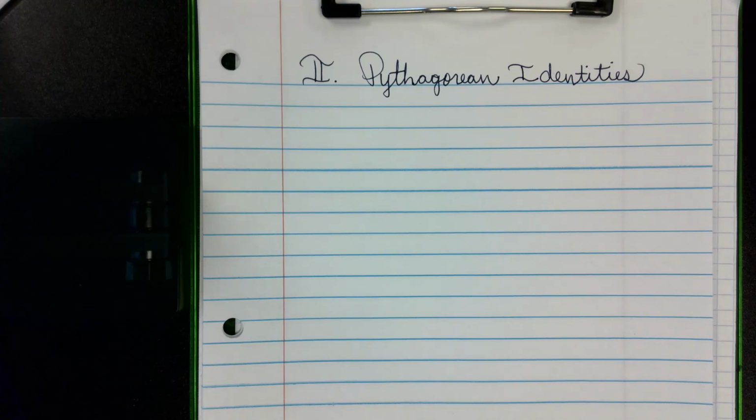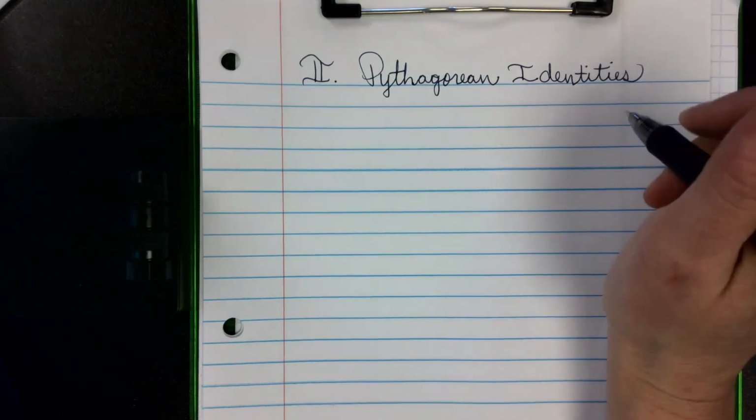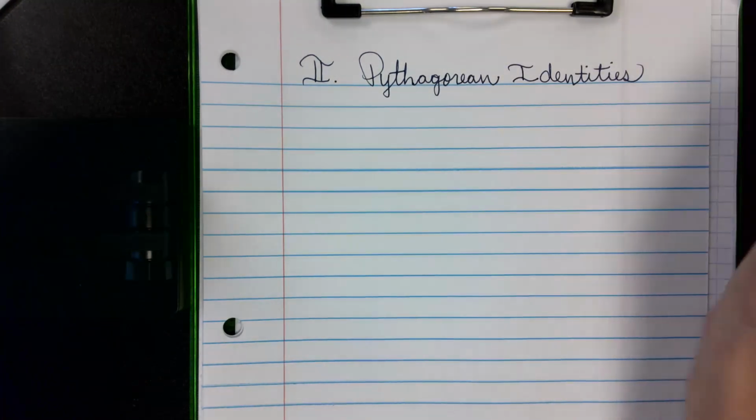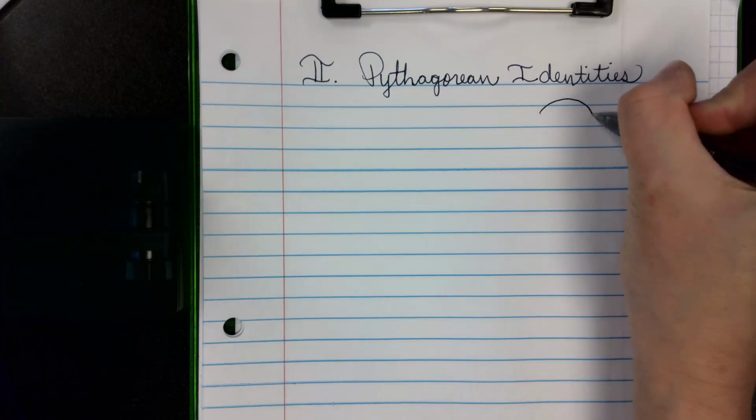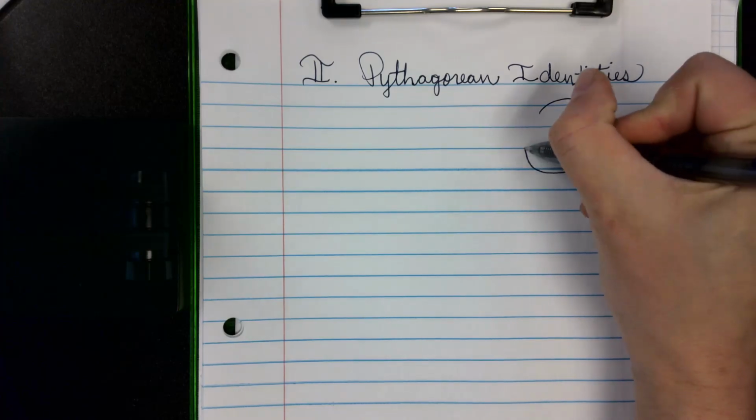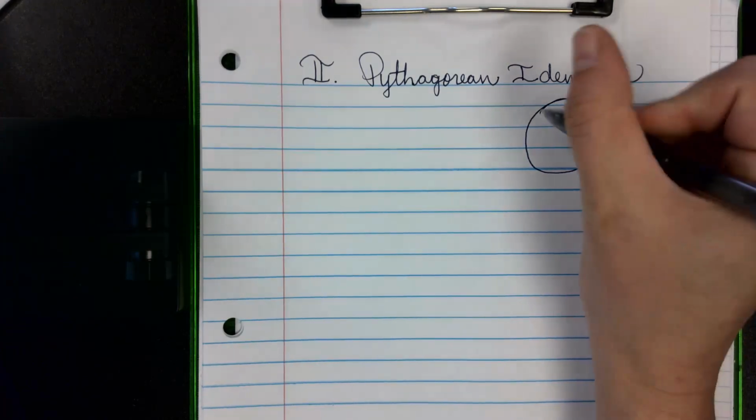Okay, so part 2 is Pythagorean identities. You probably already have a pretty good idea of what this is going to involve. It is derived from the Pythagorean theorem, a squared plus b squared is c squared, right? But we're going to put it in the form of a trig identity, meaning something that is always true. So we're going to the unit circle.